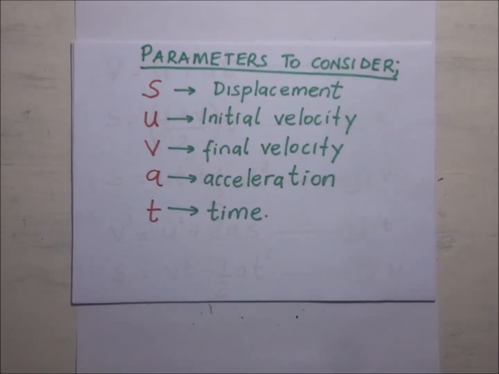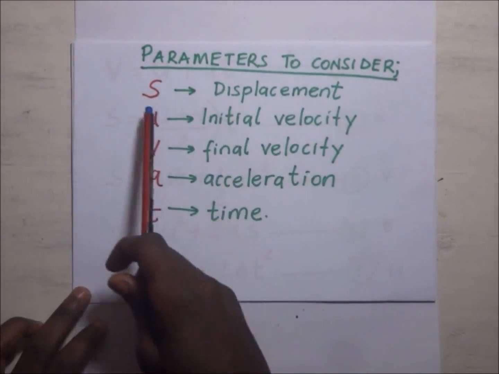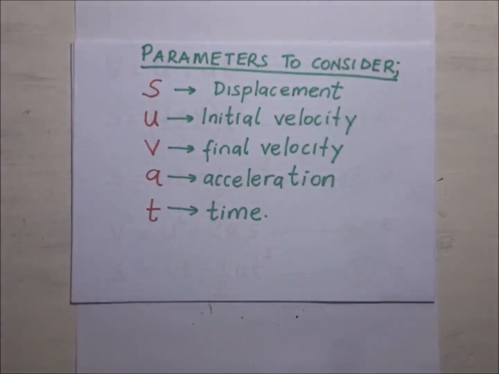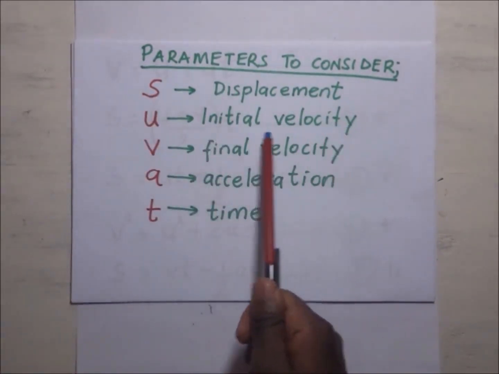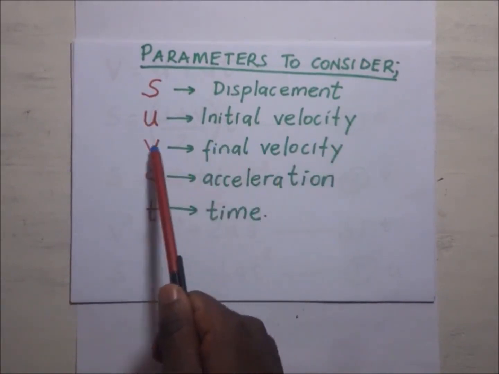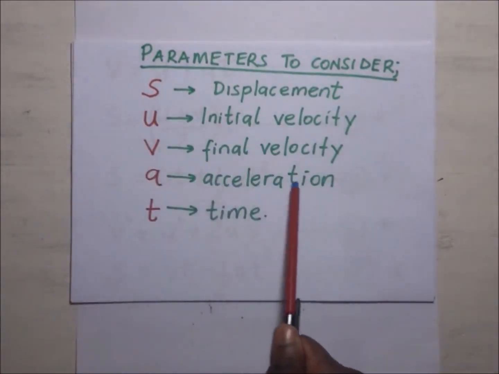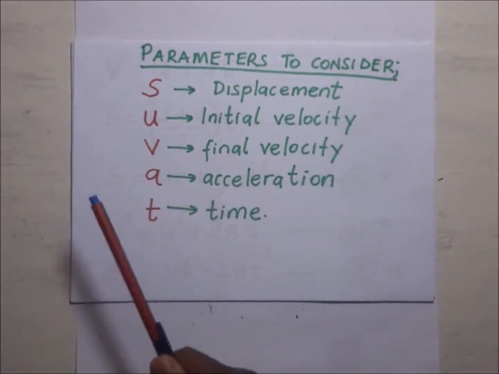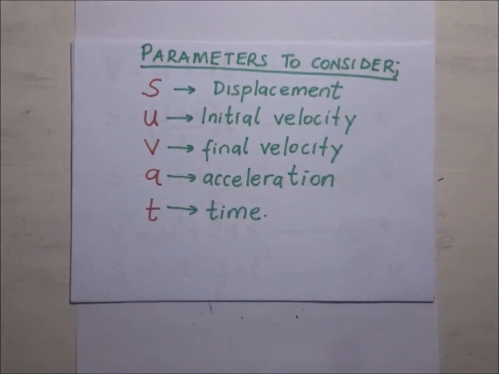To begin with, the parameters we are going to consider are displacement, which is denoted by S. We have the initial velocity, which is denoted by U. We have the final velocity, which is denoted by V. Then we have the acceleration denoted by A, and the time denoted by small t.